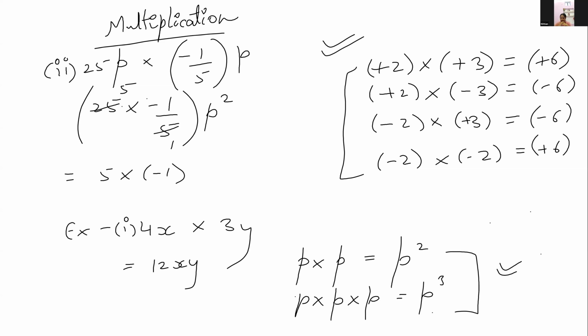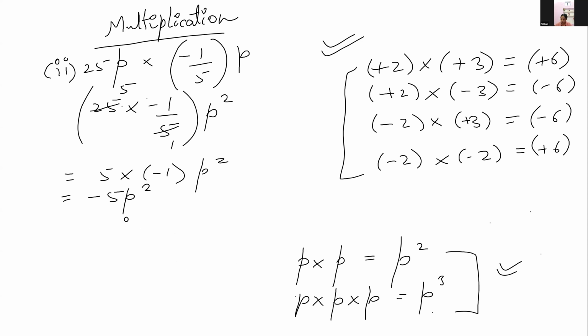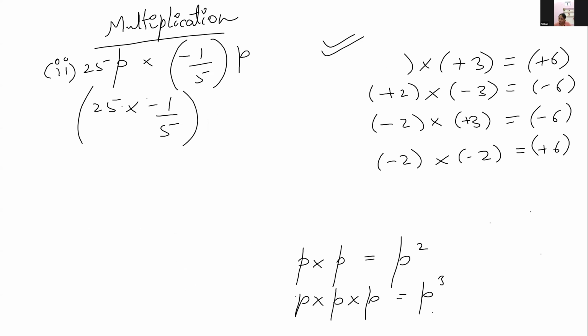So then 5 into minus 1 t square. Okay, so it becomes 5 into minus 1 is minus 5 t square. Okay, minus 5 t square we have. Right, this is how we solve it. Now let's take one more example.